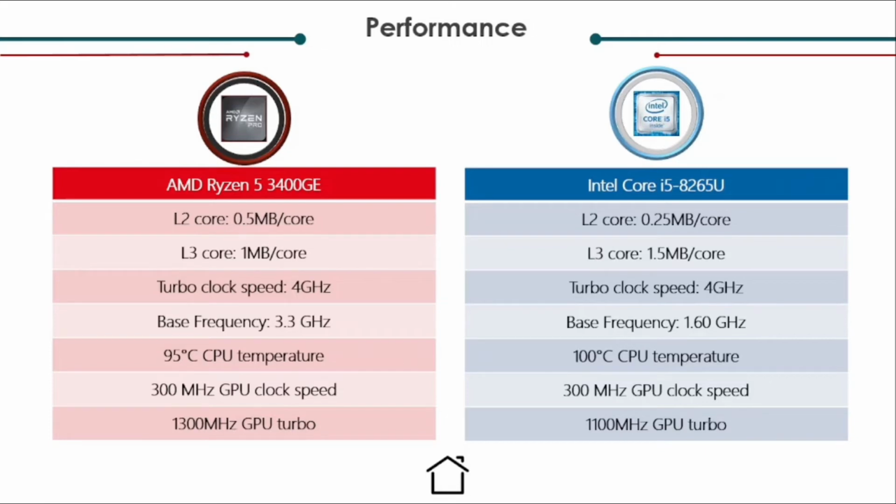For the CPU temperature, we have 95 degrees Celsius for the AMD Ryzen 5 3400GE and 100 degrees Celsius CPU temperature for the Intel Core i5-8265U. Both have the same GPU clock speed, which is 300 MHz, and for the GPU turbo, the AMD Ryzen 5 3400GE amounts up to 1300 MHz, while the Intel Core i5-8265U amounts up to 1100 MHz.